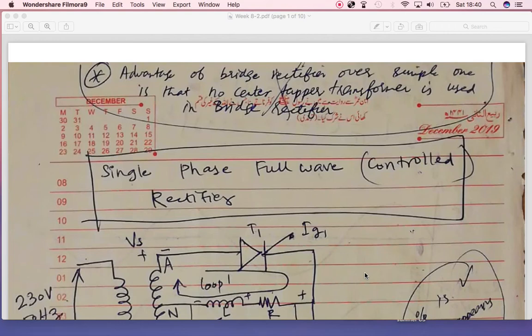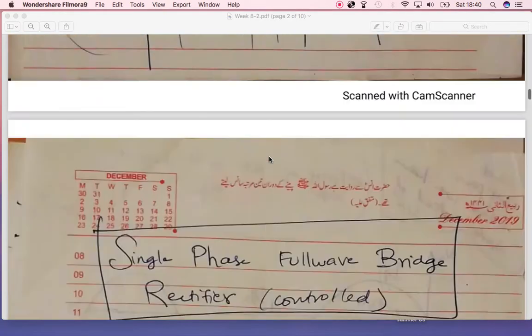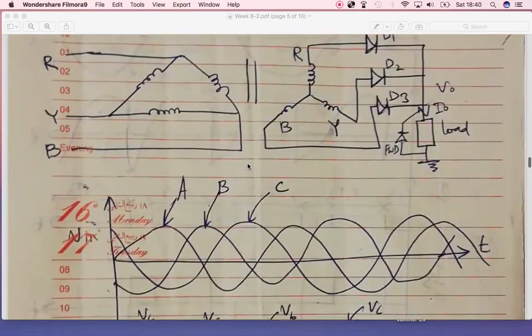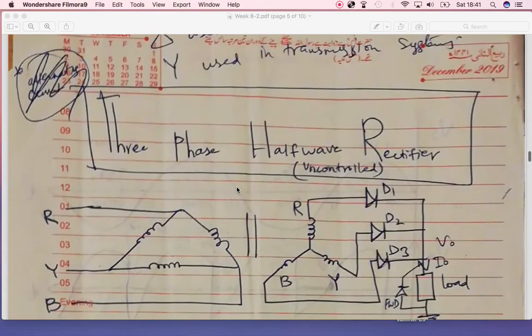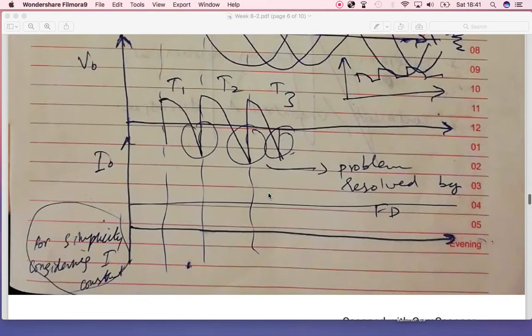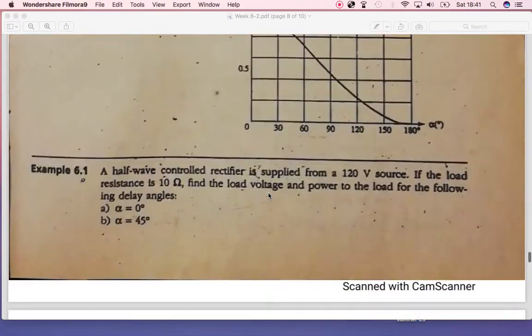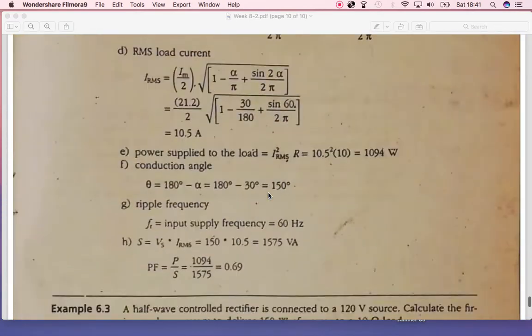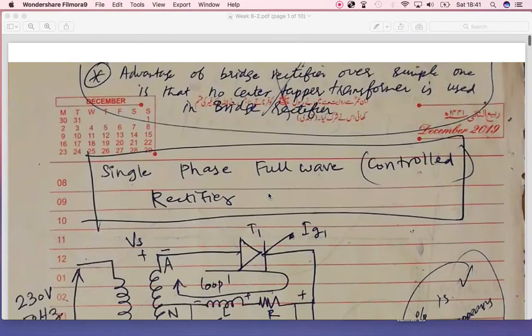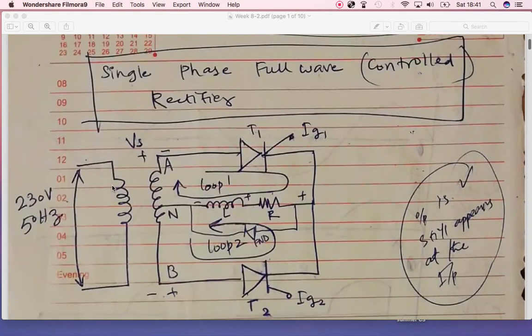Hi, in this lecture, I will be focusing on the single phase full wave controlled rectifier, the single phase full wave bridge rectifier, which is also controlled, and then I will discuss three phase half wave uncontrolled rectifier followed by its controlled version, and then there will be some numericals to discuss, which are to do some certain calculations of the voltage current in rectifiers. So we can start from here, from this figure, which is having a transformer.